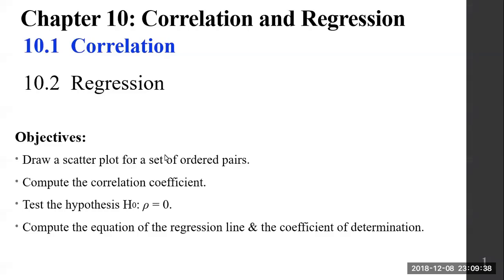All right, we're going to look at correlation and regression today. The objectives are as follows. Draw a scatter plot for a set of ordered pairs. Compute the correlation coefficient. Test the hypothesis H0, rho is equal to 0. Compute the equation of the regression line and coefficient of determination.